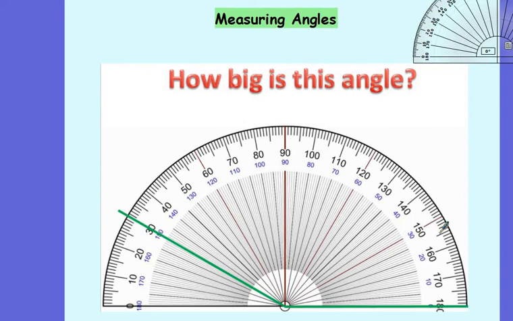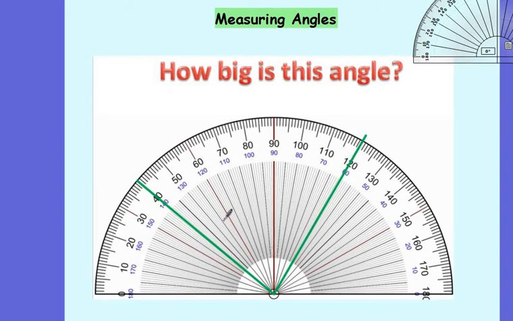How about now? Let's have a look. We've got 10, 20, 30, 40, 50, 60, 70, 80, 90, 100, 110, 120, 130, 140, 150 degrees. How about now? Here's a challenge for you. What's this green angle going to be? Pause the video and write down your answer in your light blue book, please.